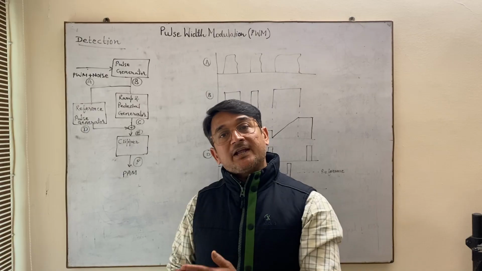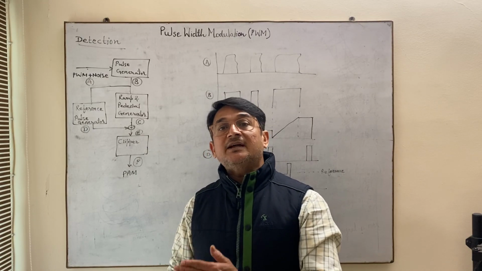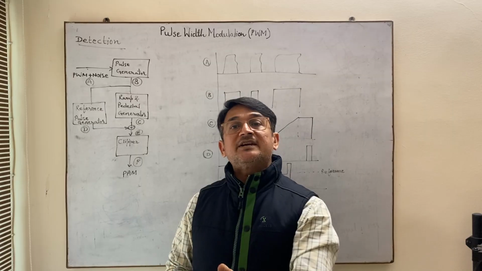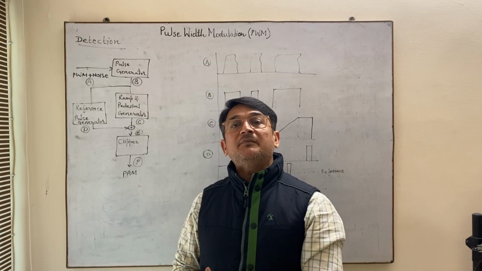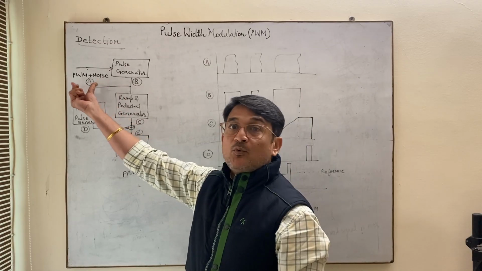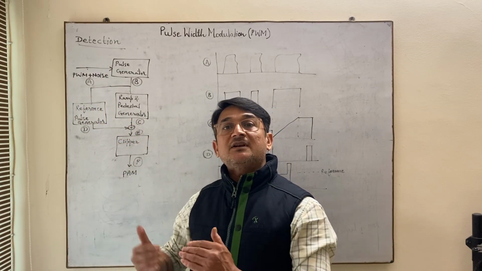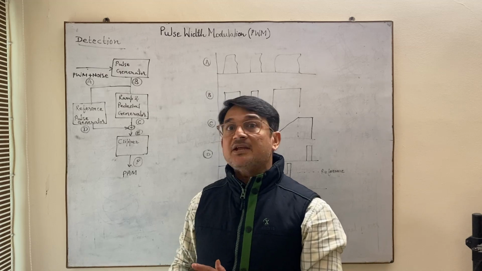But when we demodulate an FM signal, first we convert the FM signal into an AM signal, and then that signal can be demodulated with any of the AM demodulators. The same process is done here. The PWM signal is converted into a PAM signal, and then this PAM signal can be demodulated by a PAM demodulator.